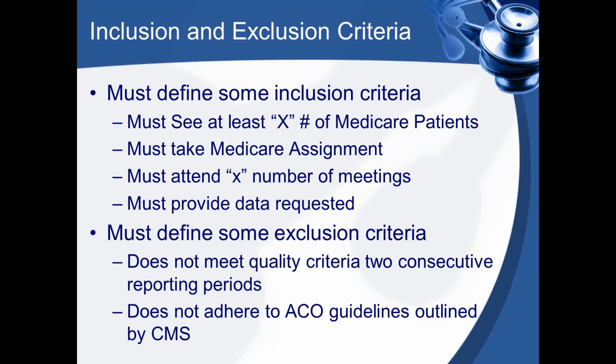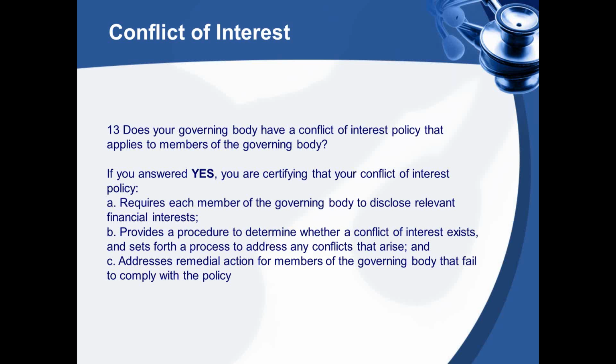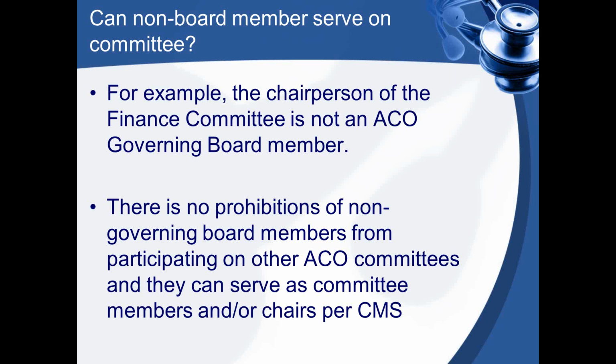So a lot of groups decide that everybody's got to take Medicare assignment. Some groups say you have to attend X number of meetings, you have to provide data. There's all different requirements. A lot of this is outlined in your initial agreement, but it should be updated from time to time. Then you have exclusions, of course, if you don't meet quality criteria. What do you do if you don't adhere to ACO guidelines by CMS? So again, that's all for the group to decide. As I said, there has to be a conflict of interest policy. For everyone that's in the governing body, they ought to sign this and understand this because this is key, and Medicare will audit this.